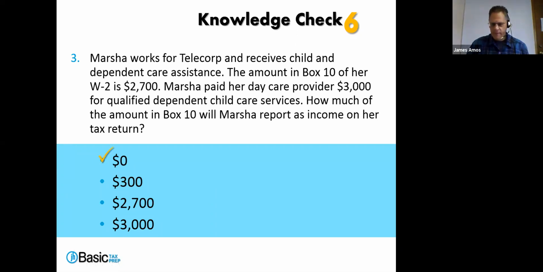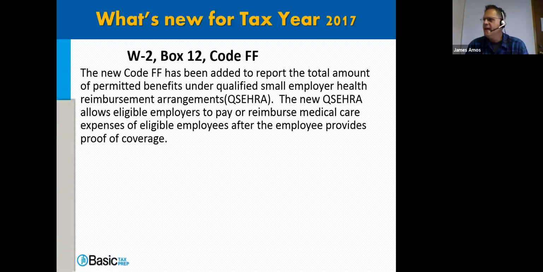Okay. Now you're seeing what's new for 2017. These are a few extra slides that I wanted to keep in there because I wanted you to see some changes that have happened over the last couple of years. There is a code FF that was added in. Those are for what's called qualified small employer health reimbursement arrangements, QSERA.